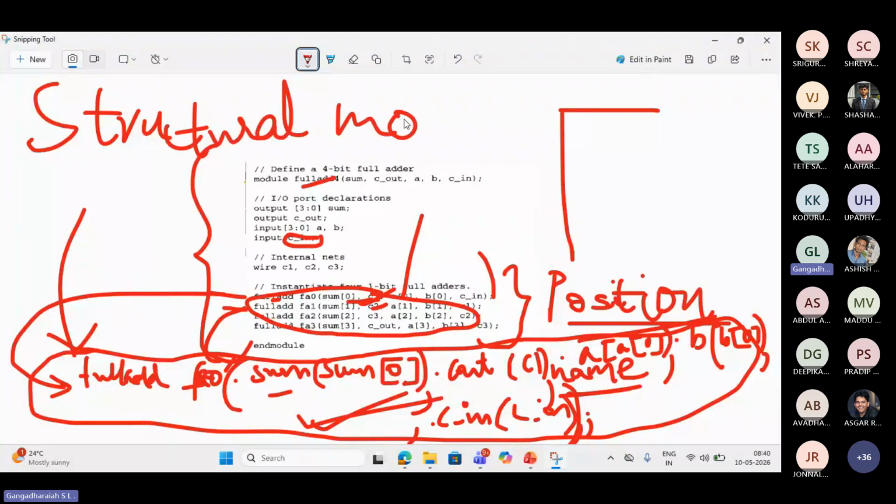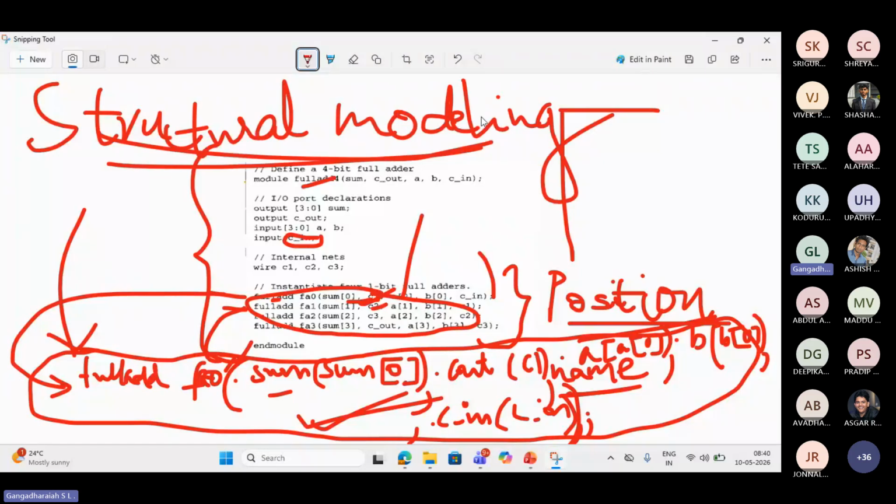See, generally, if you look at any projects, the RTL code will be structural in nature at the top level, generally, because individual modules are designed and coded separately and they're all connected together. So this is generally the top level module, or top level representation of any digital system.